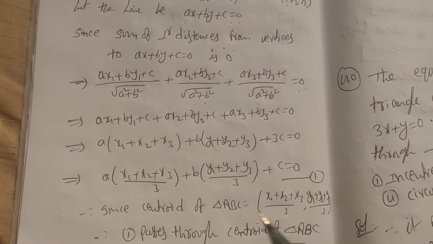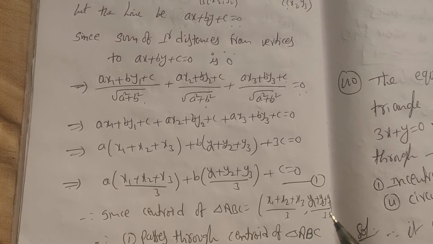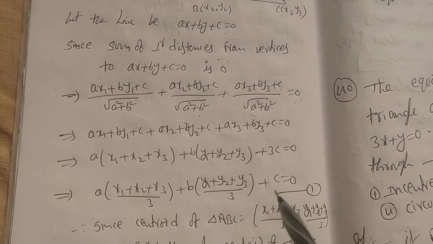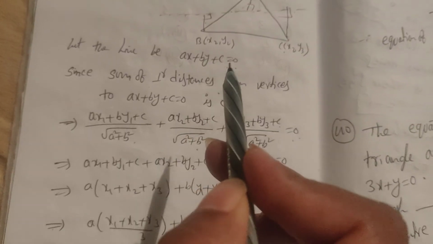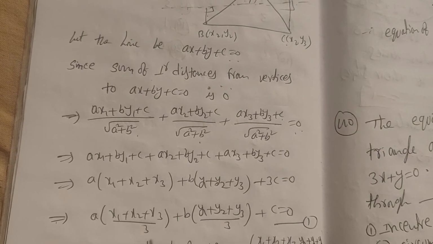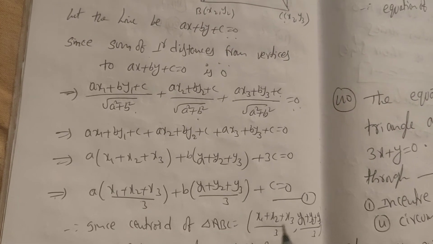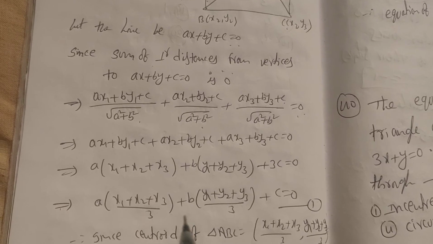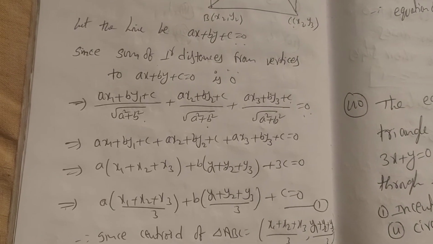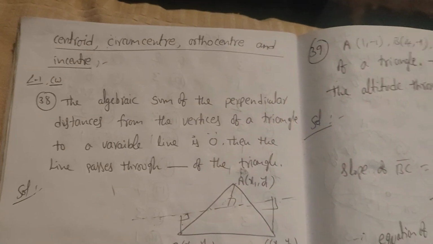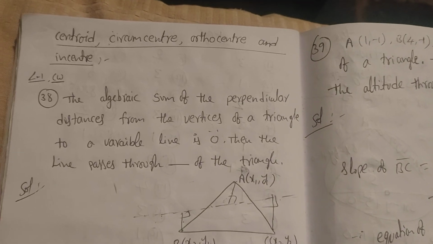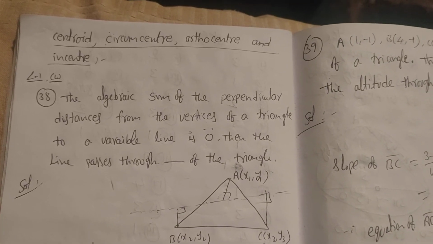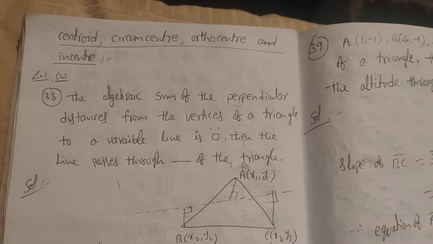Since the centroid of the triangle is ((x1 + x2 + x3) by 3, (y1 + y2 + y3) by 3), this shows that the line ax + by + c passes through the centroid; if you substitute it here, the form is nothing but this one. So what can you understand? ax + by + c = 0 passes through the centroid of triangle ABC. From this onwards, just remember: if the algebraic sum of the perpendicular distances from the vertices of a triangle to a variable line is 0, then that line obviously passes through the centroid of the triangle.